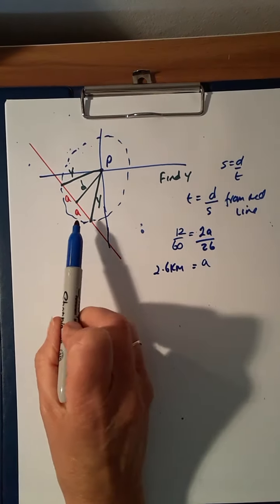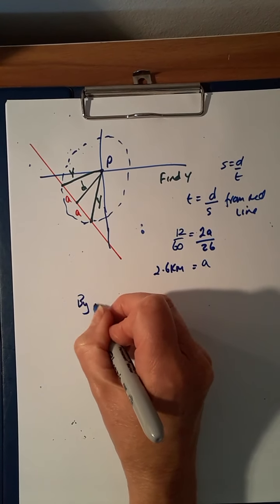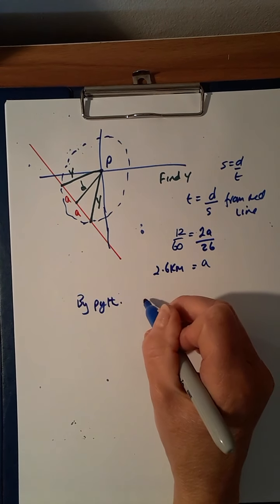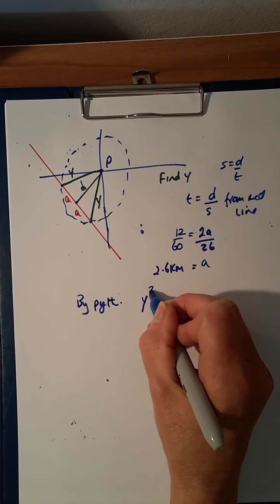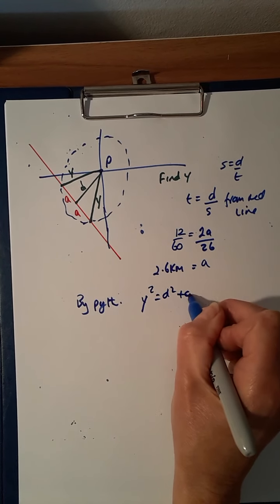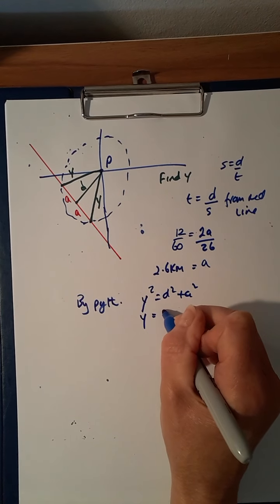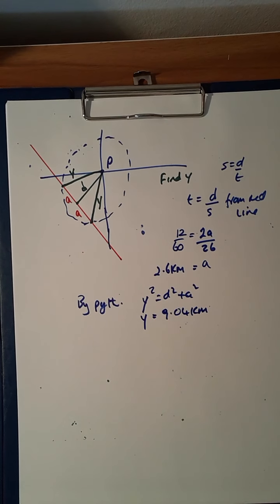Okay, so I have A, I have D, and now I can find Y. So by Pythagoras, Y squared will be equal to D squared plus A squared. And I'll put those values in there and I'll get Y eventually to be 9.04 kilometres. So that's the distance from which they can be seen from each other.